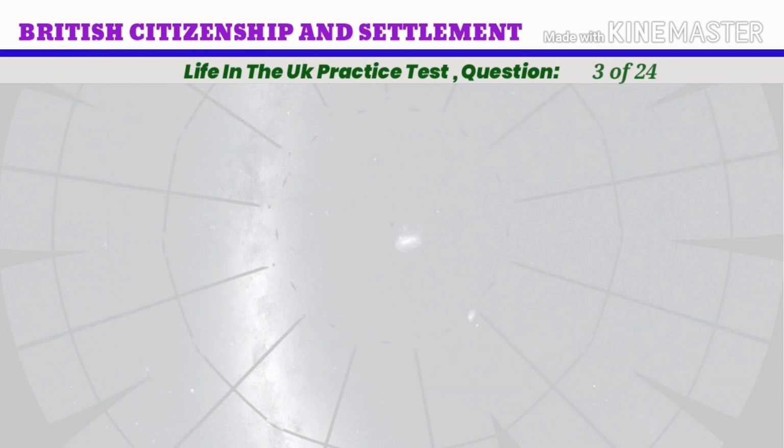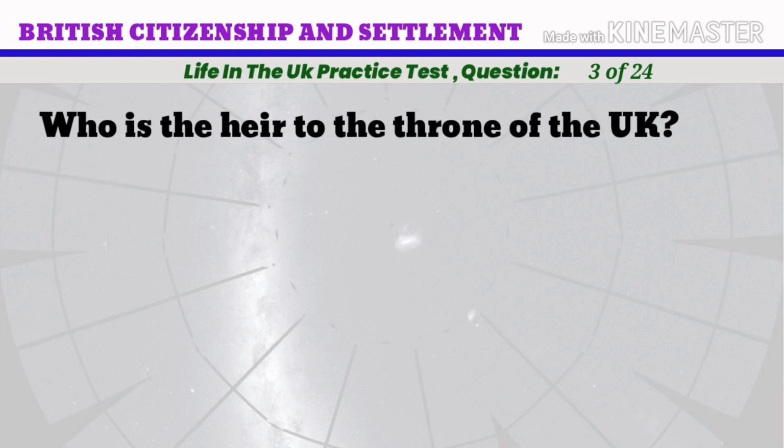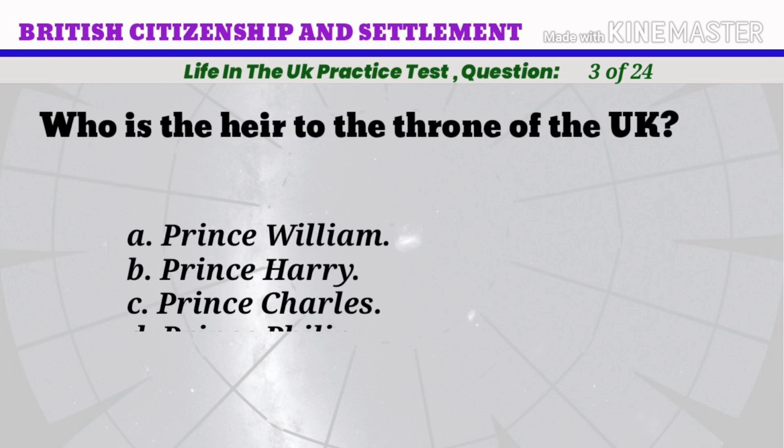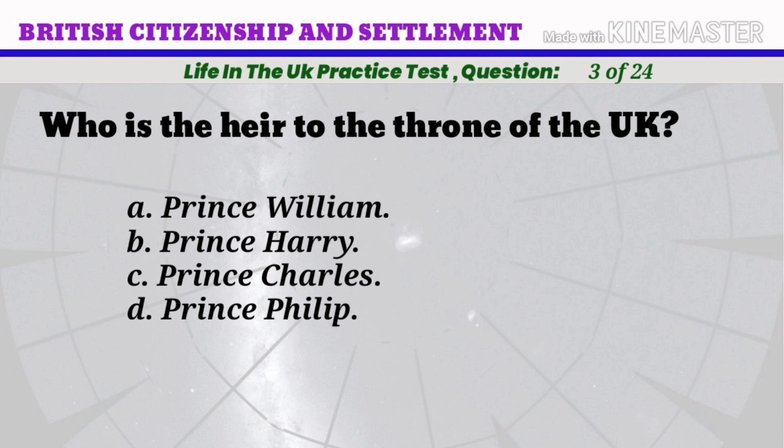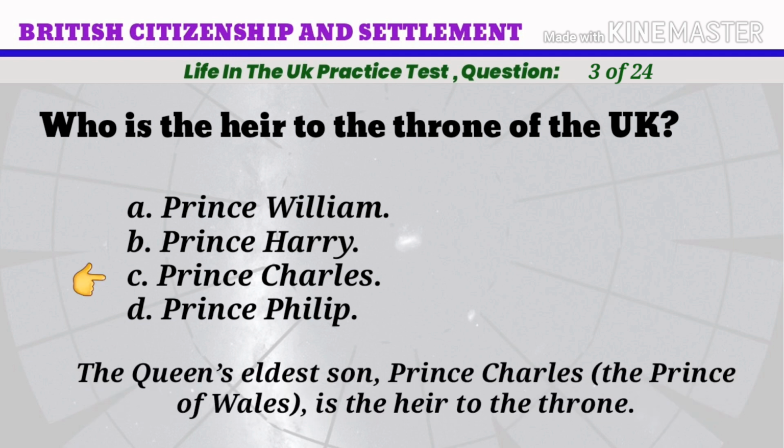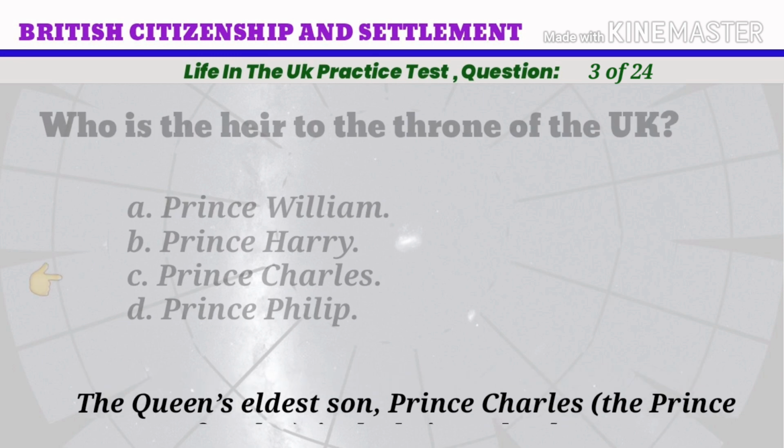Life in the UK practice test question 3 of 24. Who is the heir to the throne of the UK? A. Prince William. B. Prince Harry. C. Prince Charles. D. Prince Philip. The correct answer is C. Prince Charles. The Queen's eldest son, Prince Charles, the Prince of Wales, is the heir to the throne.